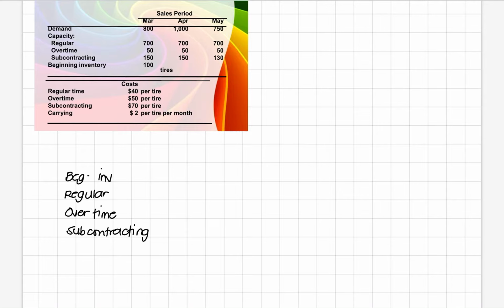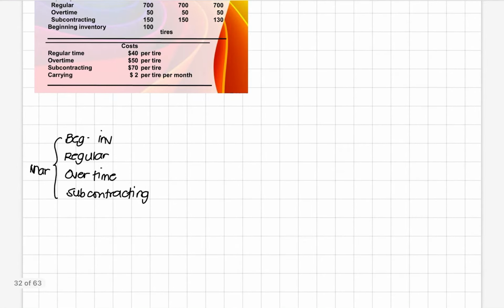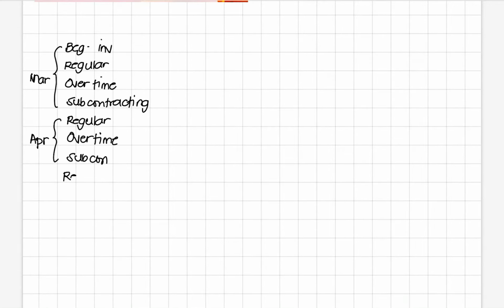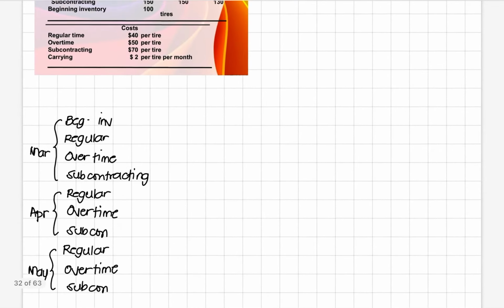Now, take note that this is for the period of March. And then for April, we write again: regular, overtime, and subcon. So, this is for April naman. And then lastly, regular ulit, overtime, and subcon. And this is for May. Okay? So, kung ilang periods yung involved.